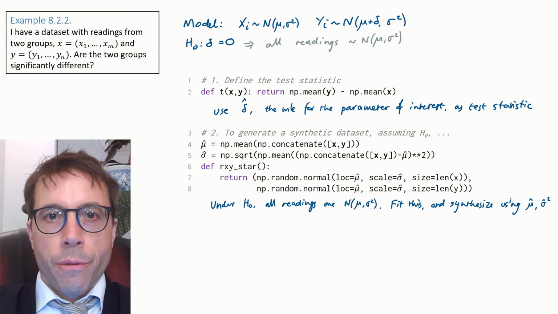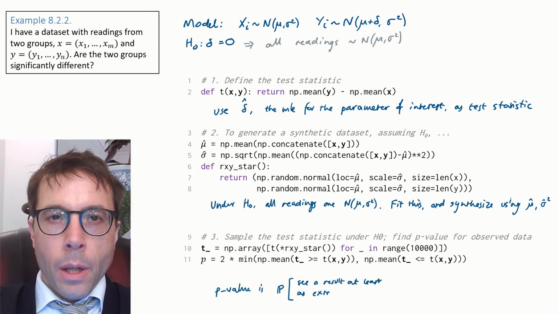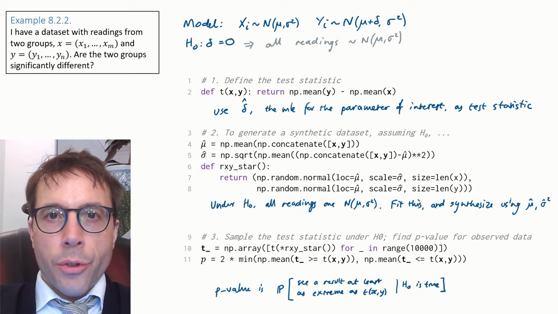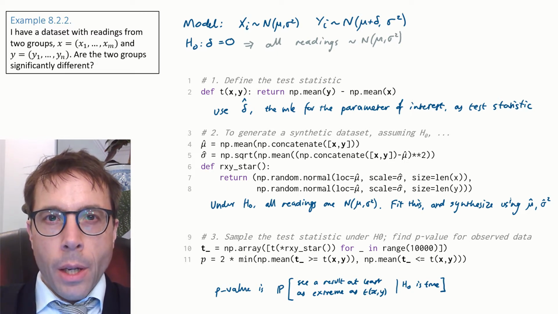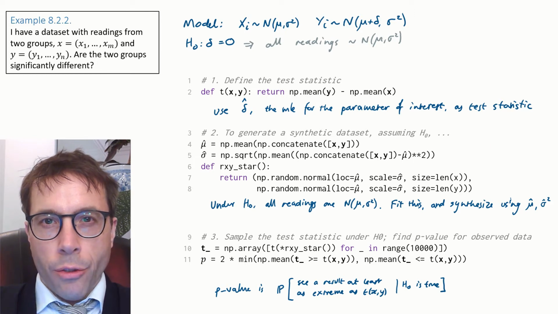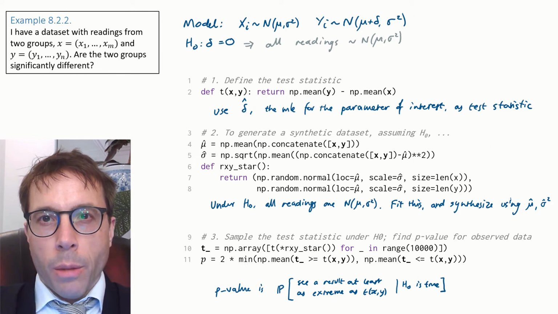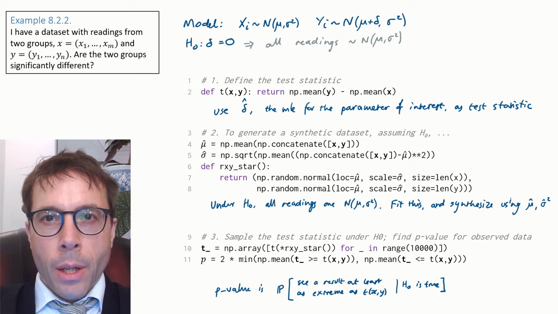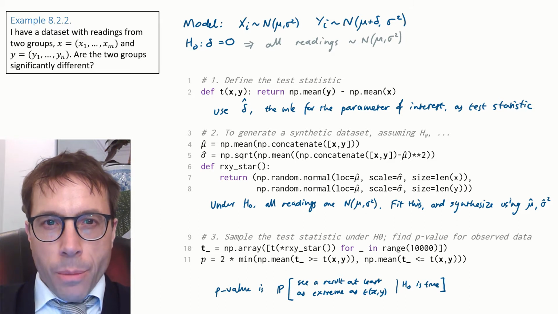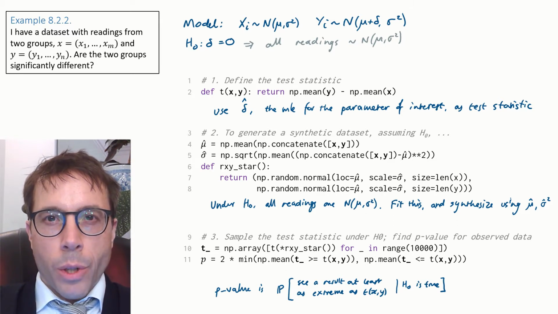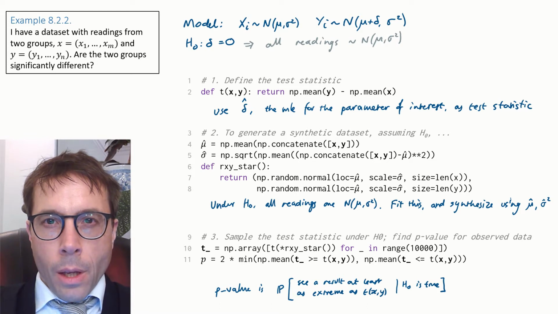Okay, on to Fisher's third step. The third step is to generate lots of synthetic data sets and evaluate the test statistic for each of them, and then to work out the p-value. The p-value is the probability of seeing a result at least as extreme as what we actually saw, namely t of x, y computed on the actual data set we have, assuming H0 is true. I've got a mysterious line of code here, line 11, which we'll need to unpack. The first thing is, what do we mean by extreme?